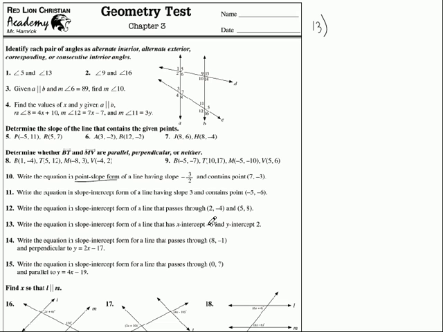Let's do number 13, since we're running a little short on time. They tell you the x-intercept is -6, and then the y-intercept is 2. Now, how does that help you find anything?